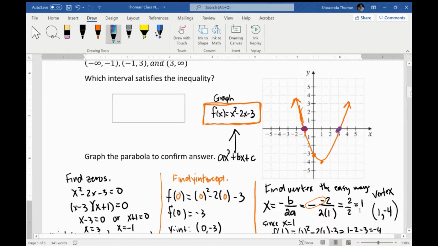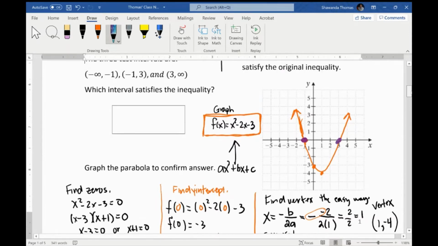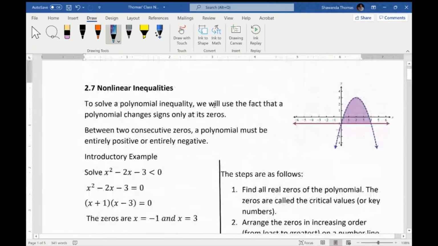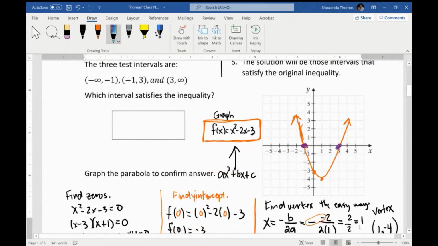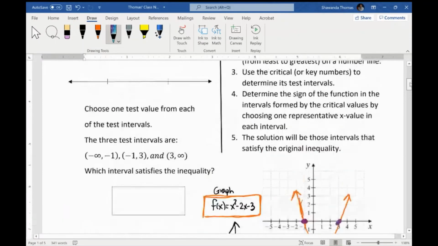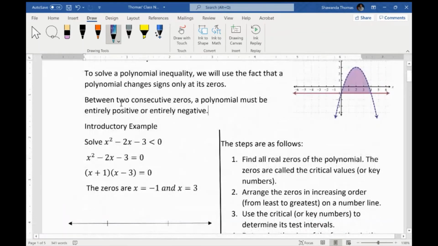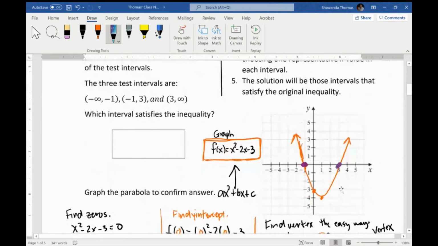So here's my point to that. We're going to use that knowledge for this section. It says we will use the fact that a polynomial changes signs only at its zeros. What they're saying is it was positive, then it changed signs at the 0, and now the y's are negative, and then it changed signs again at the 0, and now it's positive. We're going to use that information to help us. It says between 2 consecutive zeros, a polynomial must be entirely positive or entirely negative. And we just noticed that it was entirely negative between these 2 zeros, for example.